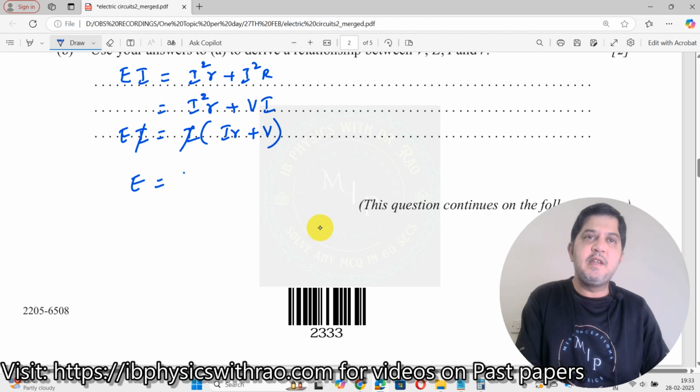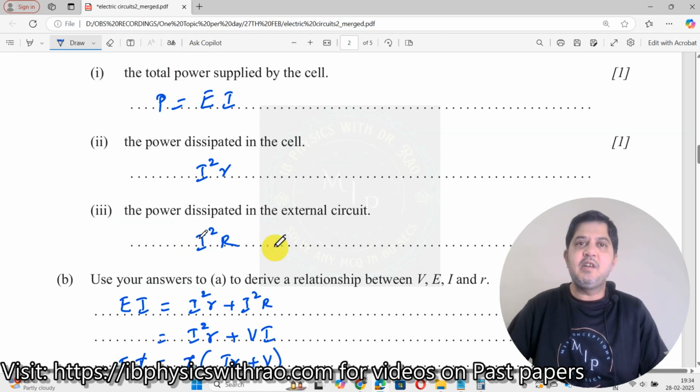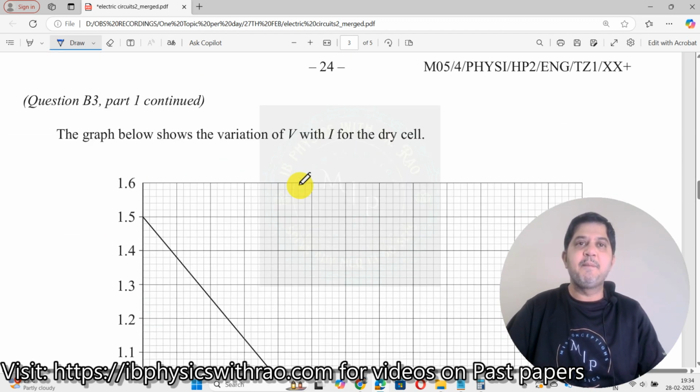So E should be equal to IR plus V. So what is being asked? He is asking you to relate the values of V, E, I and R. See, all of them are here. So thus we are able to get an expression over here. Now let us move on to the next one.